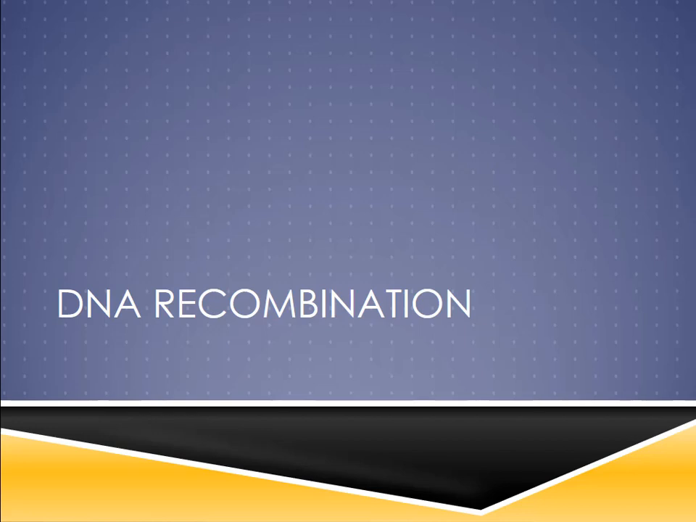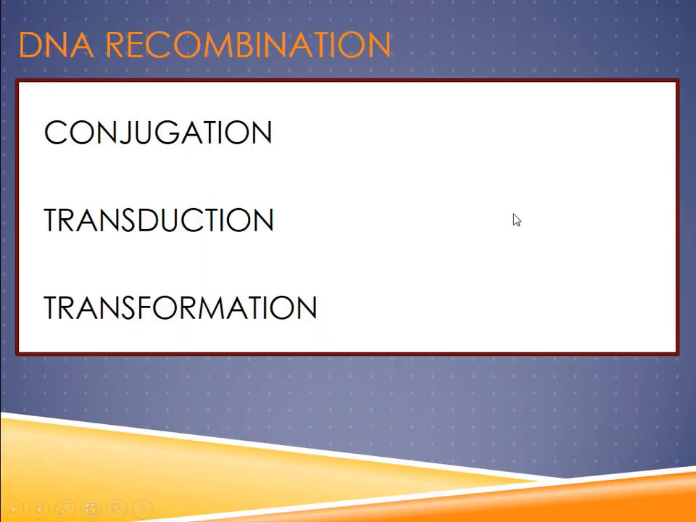So when it comes to DNA recombination, this is a way that organisms can acquire a new genotype. And so there are four types of DNA recombination, but three of these types are what we call horizontal gene transfer. Horizontal gene transfer is when a DNA or gene is actually being transferred from organism to organism within the same generation.